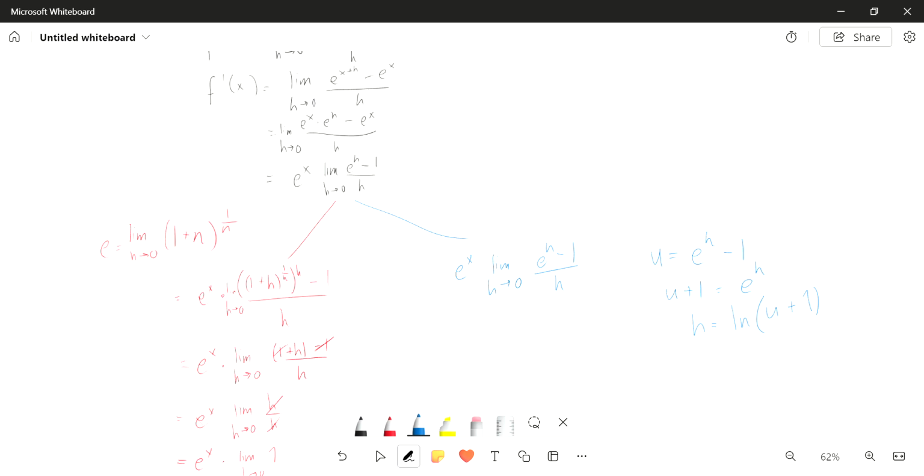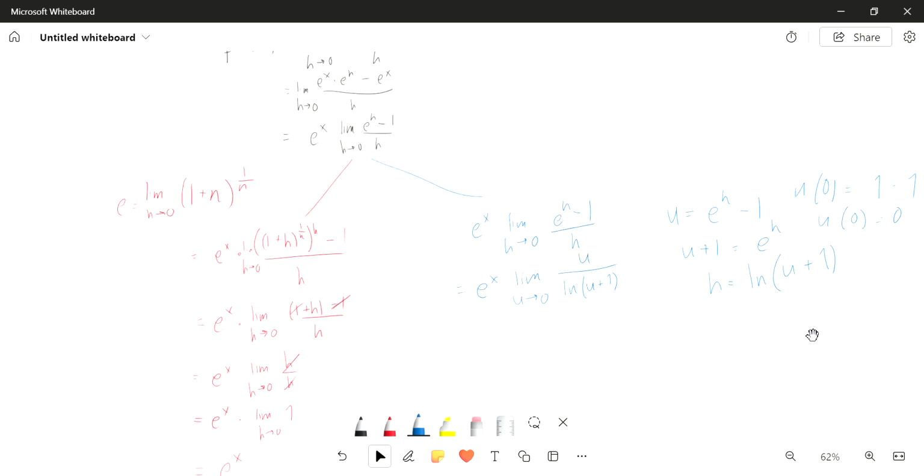So now we also need to change what this limit actually is, because if we have all of our variables changed to u, we have to change the limit to u as well. So u of 0 is just equal to 1 minus 1. So conveniently enough, our limit is still 0. So this becomes the limit of u over ln of u plus 1 as u approaches 0.